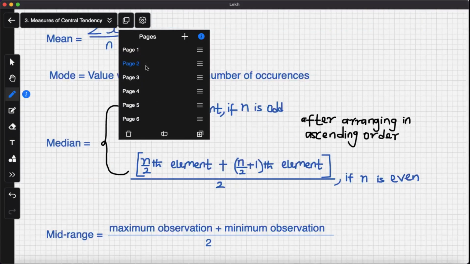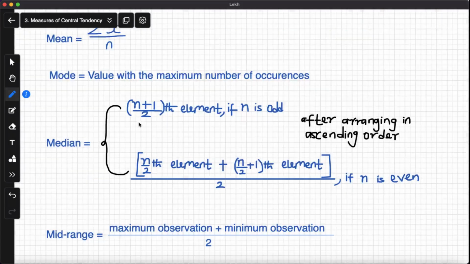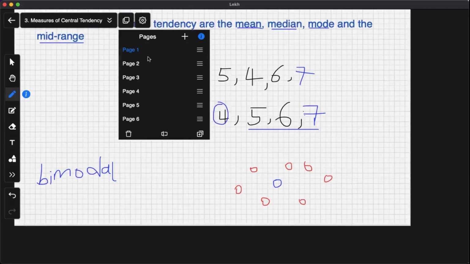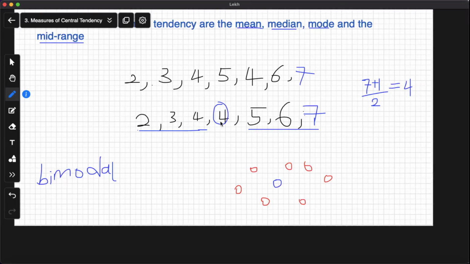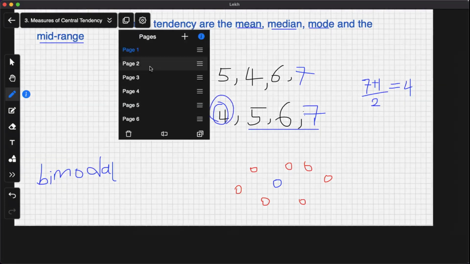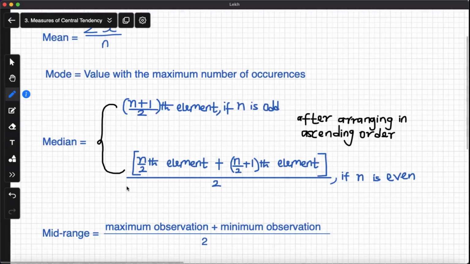Now, your median will be the (n plus 1) over 2 element. For instance, the other time we had 7 observations here. So 7 plus 1 is 8, where n is 7, divided by 2, that gives us 8 divided by 2, which is 4. So the fourth observation here was actually our median. 1, 2, 3, 4. That is because n is odd this time.